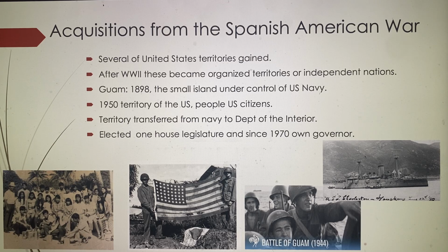So we're going to first start with talking about the acquisitions from the Spanish-American War that were under our protection. Several of the United States territories were gained during this time. After World War II, these became organized territories or independent nations. Guam in 1898 was this small island under the control of the United States Navy. But in 1950, they became a territory of the United States, and the people became United States citizens.